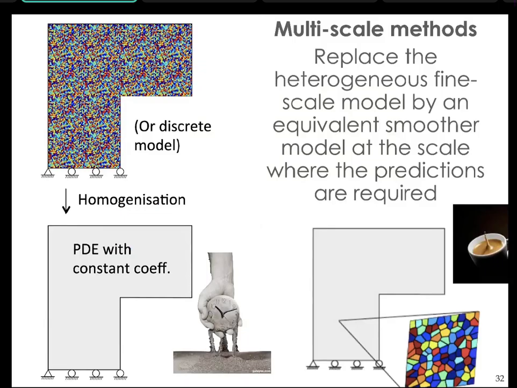You can read that in the notes. I try to make it very clear there. So how do you actually do it? Well, you replace the heterogeneous fine scale model by an equivalent smoother model at the scale where the predictions are required.